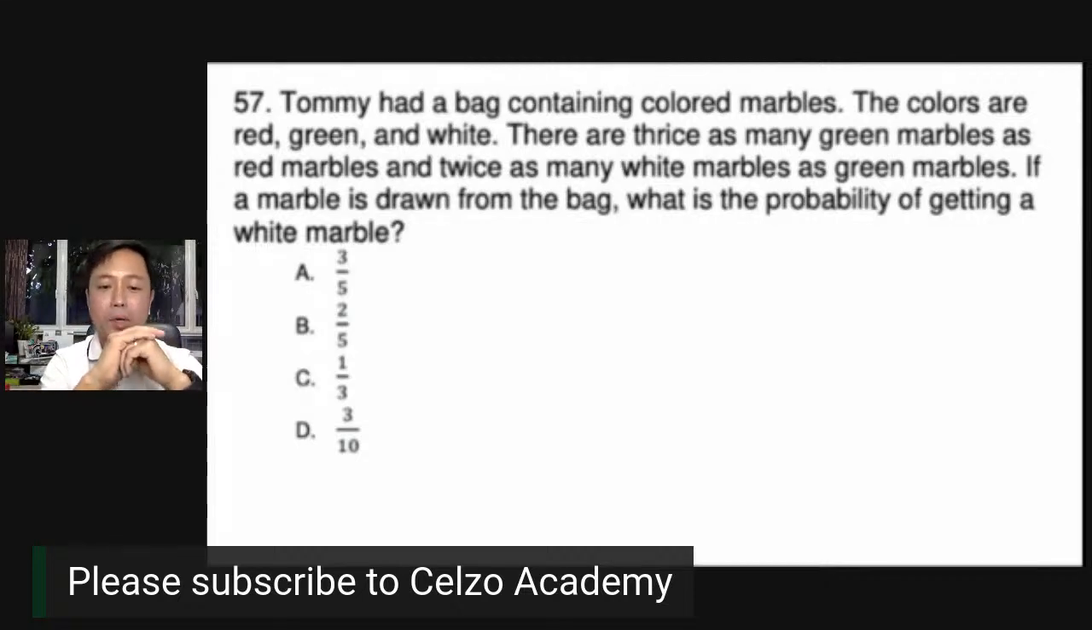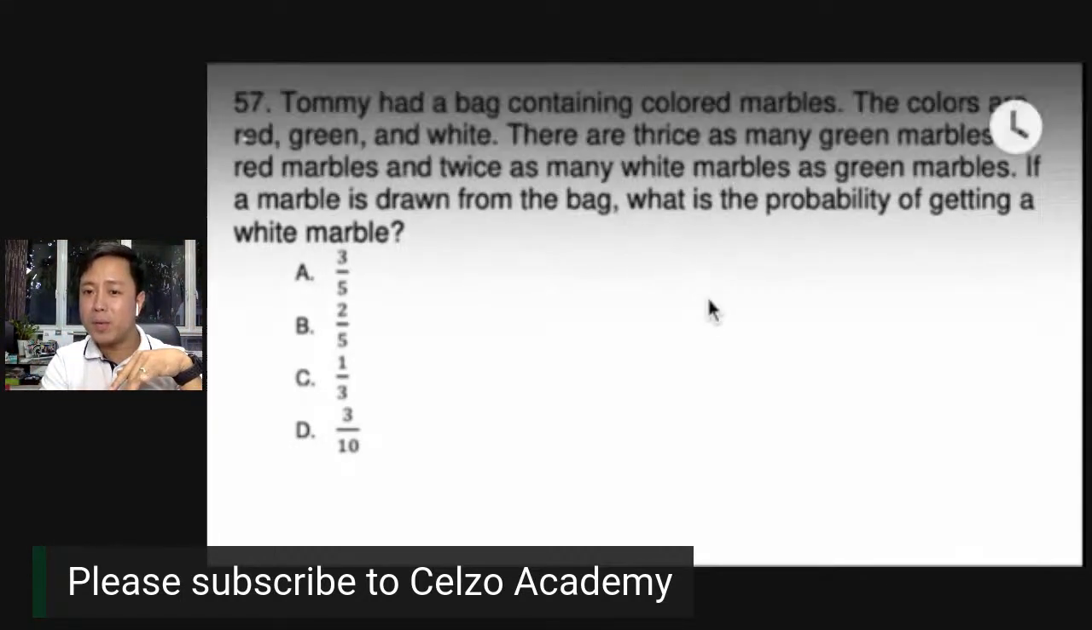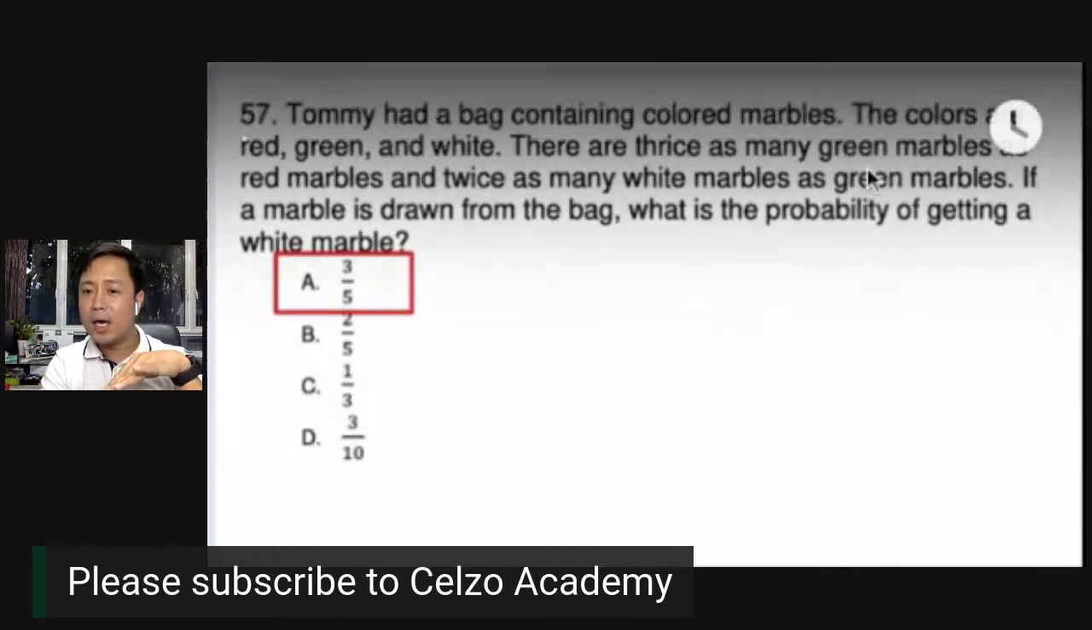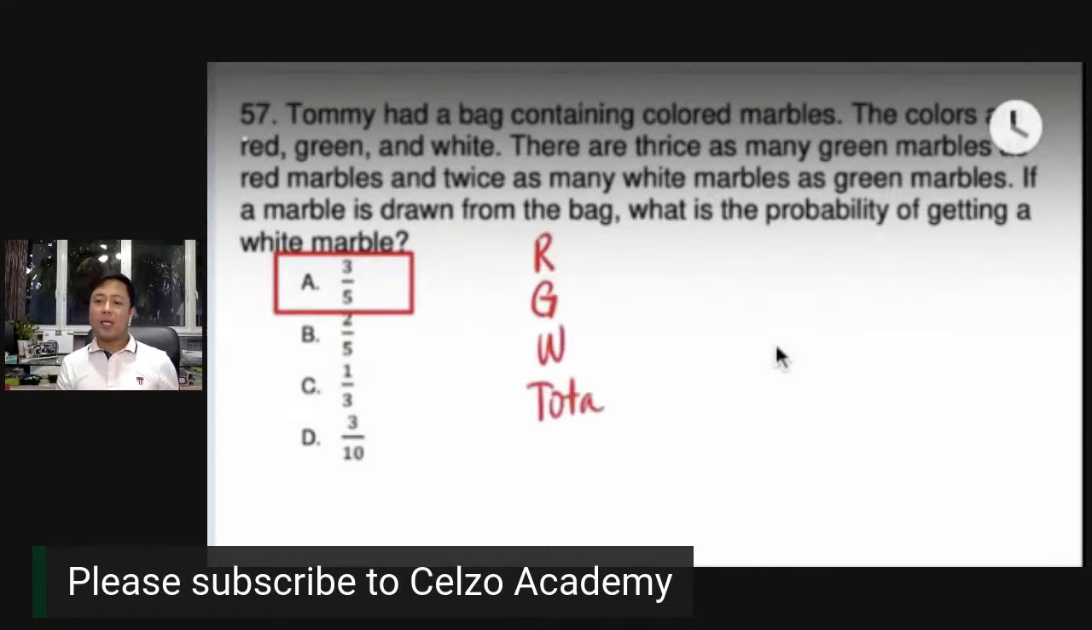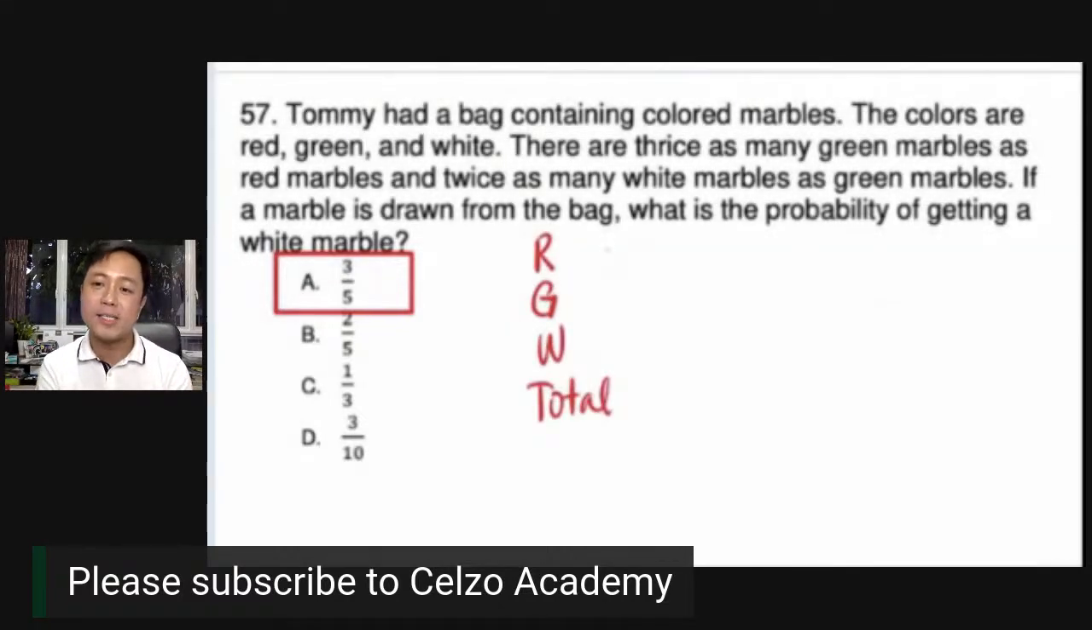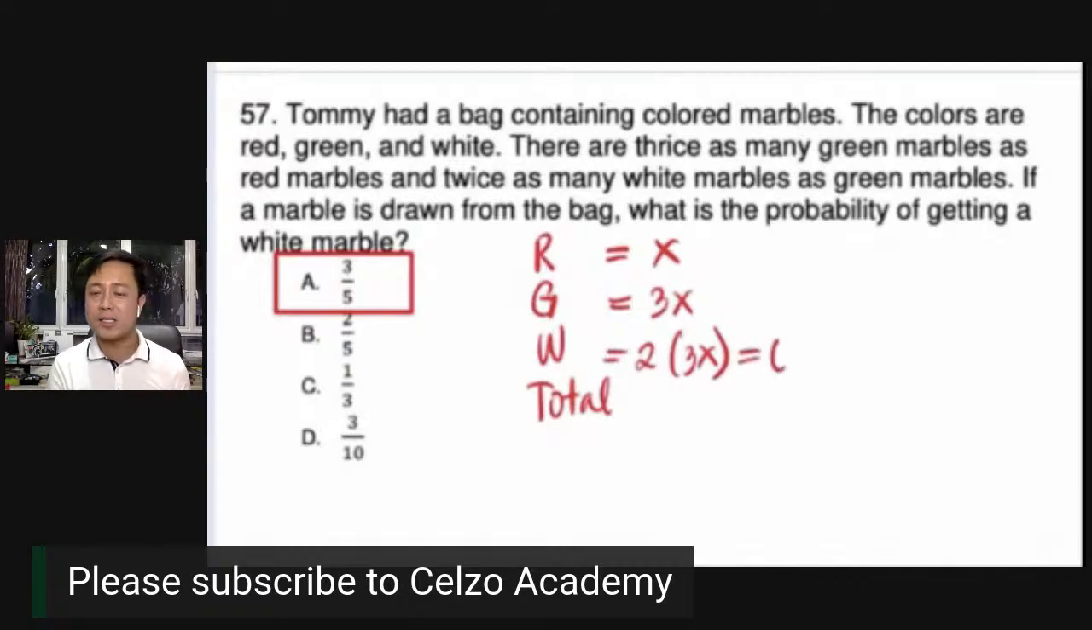So, to solve for probability, kailangan ninyong malaman kung ilan yung total, right? So, we have red marbles, we have green, we have white, and it says there are thrice as many green as red. So this means that red will be represented as X, green will be 3X, and white will be twice the 3X, which is 6X. So X, 3X, and 6X will be 10X in total.